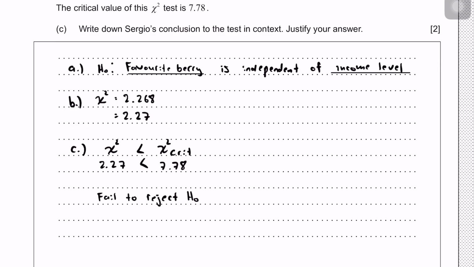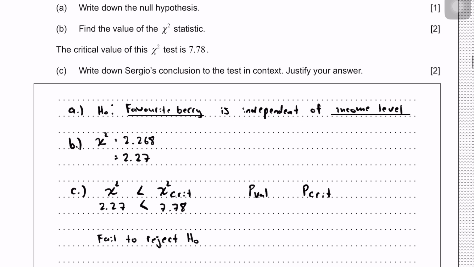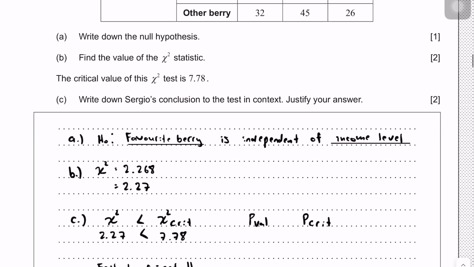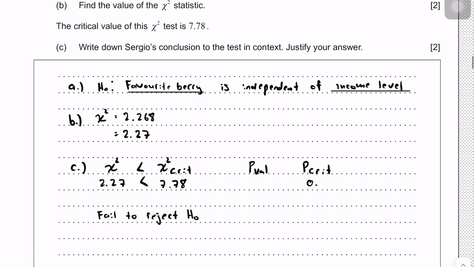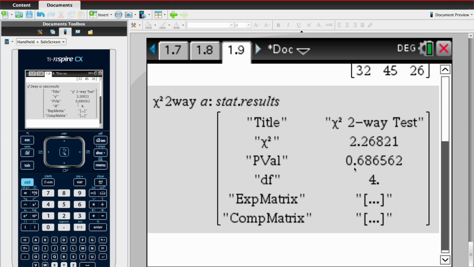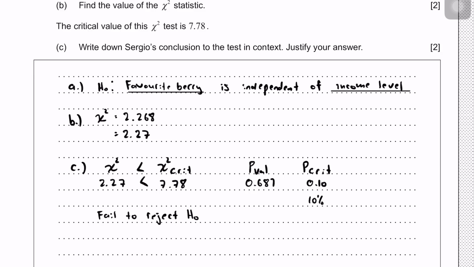Now, to use p-values and p-crit to draw out this comparison, which we certainly could, we can first find our p-crit, which is 10%, or 0.10, and compare this to the p-value that we found. And so here it is. We see that it's 0.687 to 3 sig figs, or 68.7%. And here we see our p-value is actually greater than p-crit.